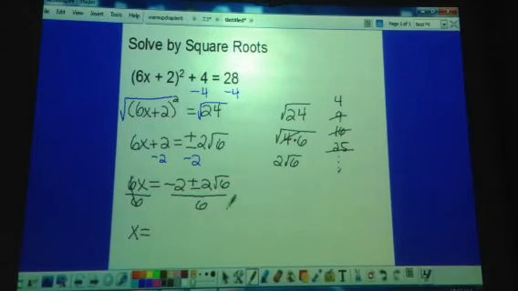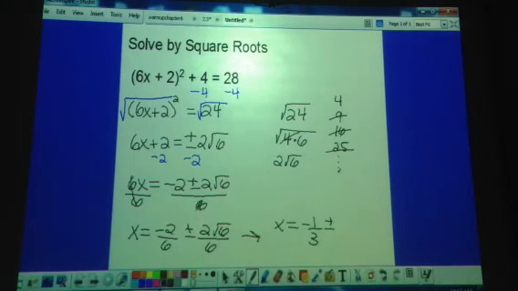And now I need to simplify this expression. When I divide by 6, I'm not just dividing the negative 2 by 6, I'm also dividing the 2 root 6 by 6. So I'm going to split this up and simplify where possible. Let me just draw an arrow right here. Okay. So this is going to be x equals negative 2 over 6. That's easy. That's negative 1/3.